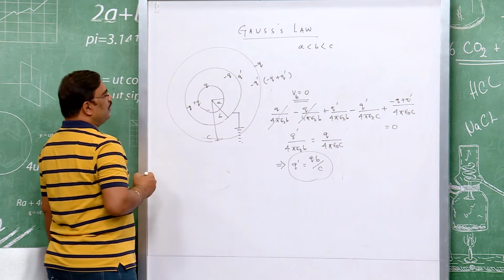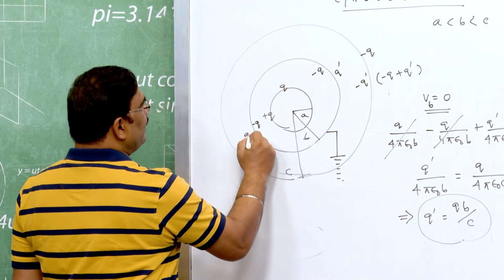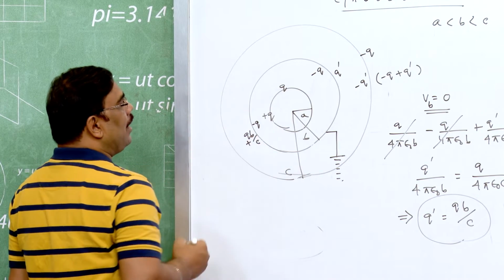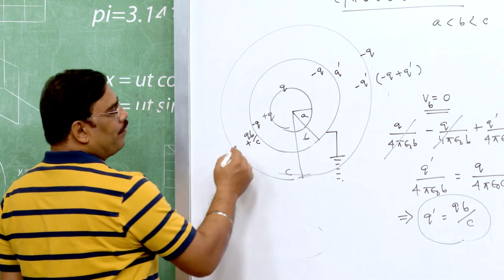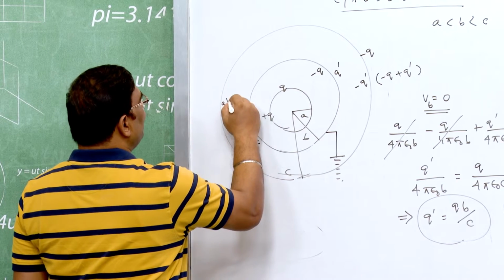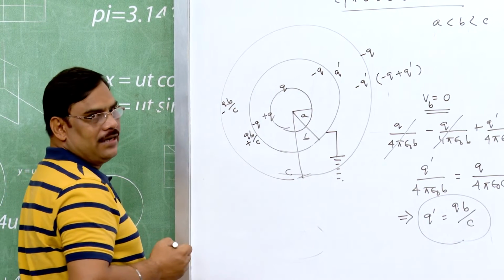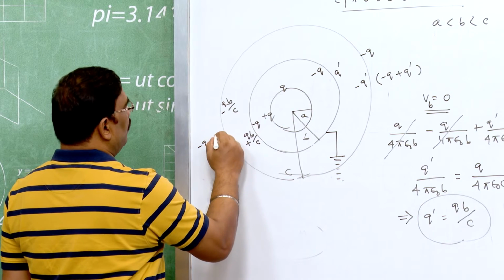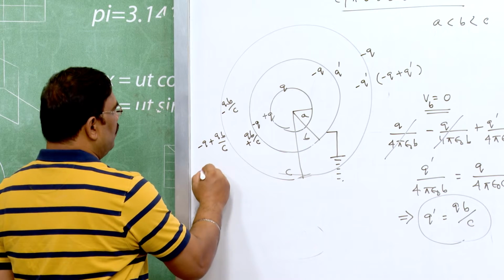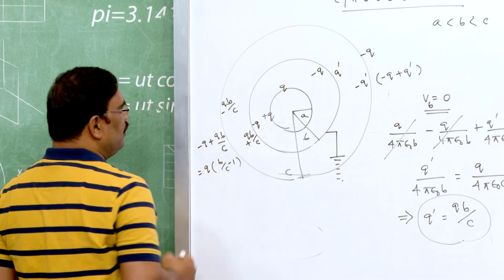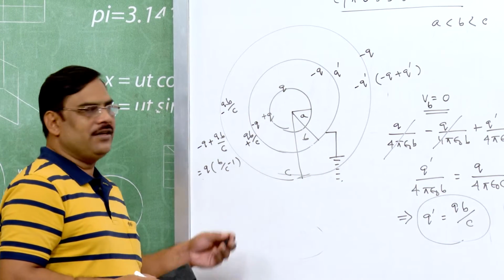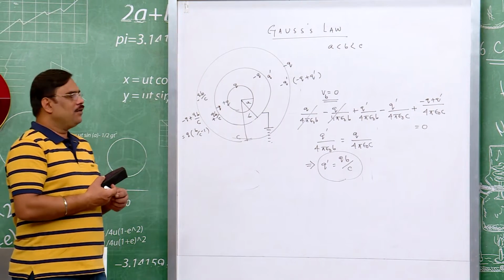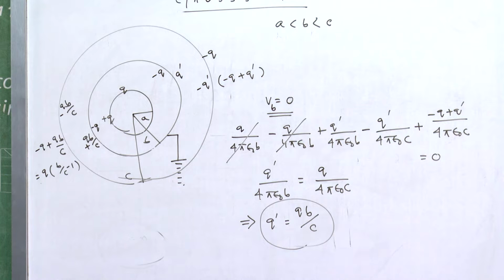So, now the charges are plus Q on the surface of the sphere of radius A, minus Q on the inner surface of radius B, and plus QB by C on the outer surface of radius B, and minus QB by C on the inner surface of radius C, and minus Q plus q dash, that is Q into (B by C minus 1), on the outer surface of the sphere of radius C. Okay. So, in this way we can calculate the charges on different surfaces in a combination of conductors by using the concept of Gauss law, and also the concept of potential.